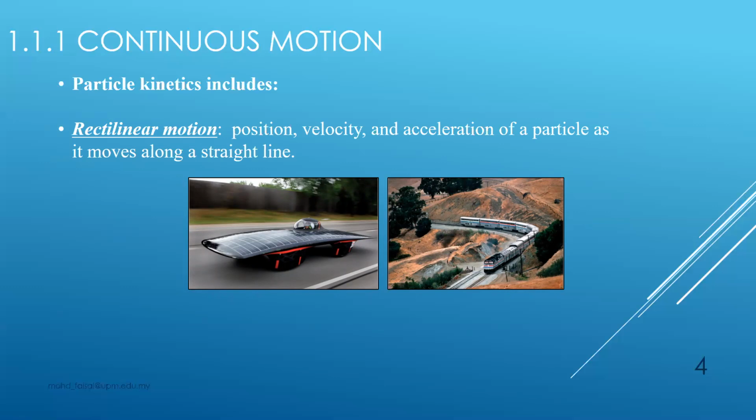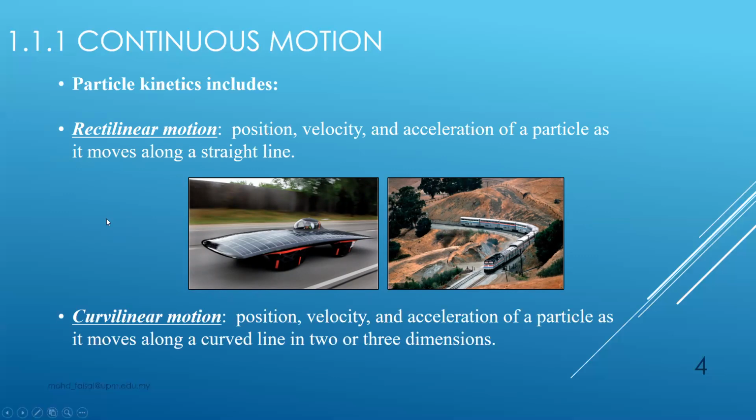Particle kinematics includes rectilinear motion: position, velocity, and acceleration of a particle as it moves along a straight line. Straight line, because this one is rectilinear. However, for the curvilinear motion, it is the position, velocity, and acceleration of a particle as it moves along a curved path in 2 or 3 dimensions. As you can see, this solar car is traveling in a straight line, so we consider it a rectilinear motion.